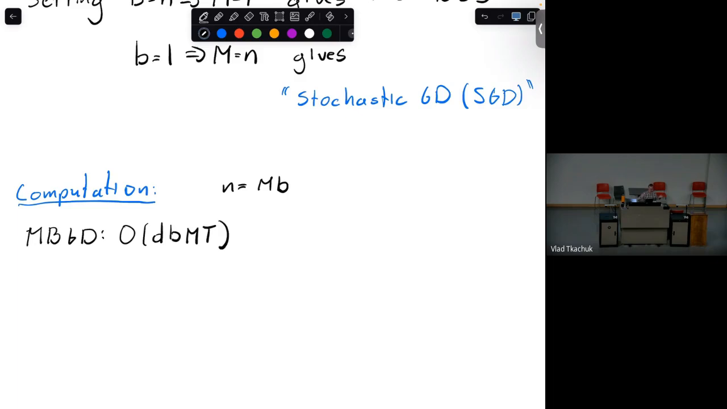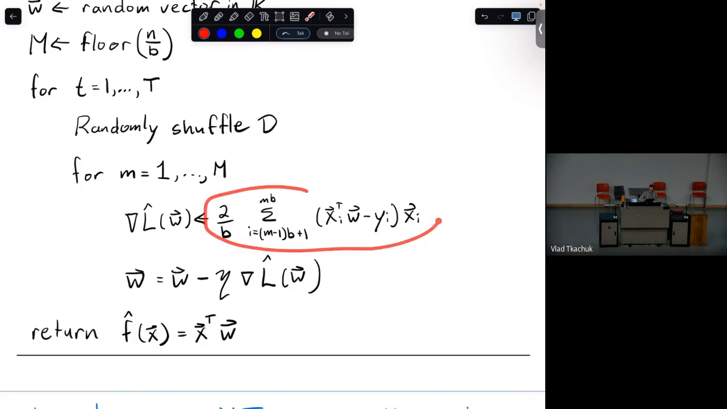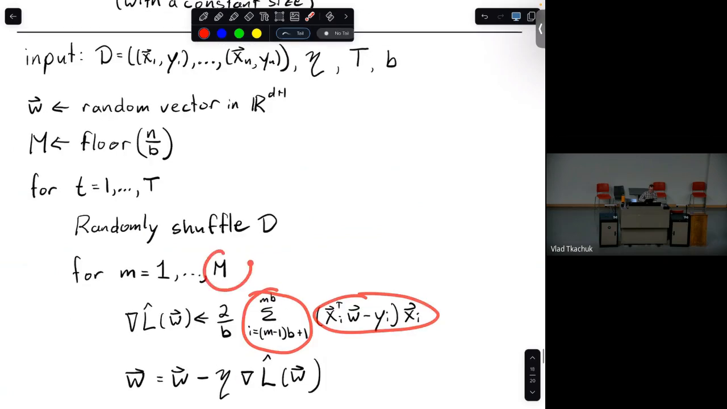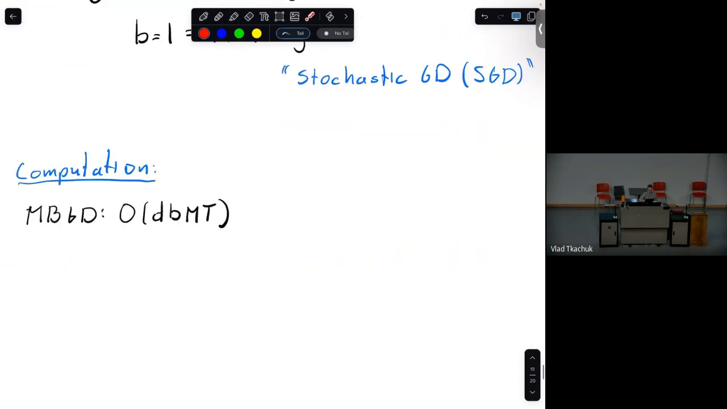Okay, so it's really the same. If you were to look at the algorithm, what's happening is that you have d times b operations for calculating the gradient. Before it was d times n. So this thing takes d times b computation to compute. Before it was d times n. B for the sum, d for this. But now you have a loop over m and a loop over t. Before you just had the loop over t. So you get something like this.